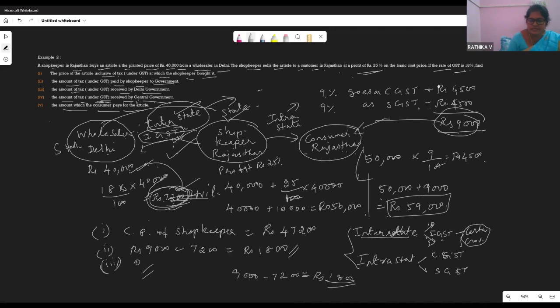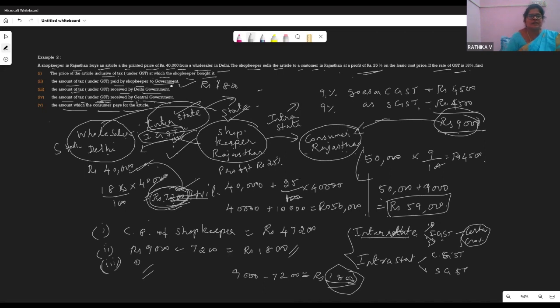Even though here it is 9% you are paying to the central government and SGST, totally 9,000. Of this 9,000, 7,200 is already paid to the government. So this 7,200 will be taken by the shopkeeper, and the remaining 1,800 alone he will pay to the government. I took this question from the APC book. Already we worked out the amount paid by the shopkeeper to the government: rupees 1,800.